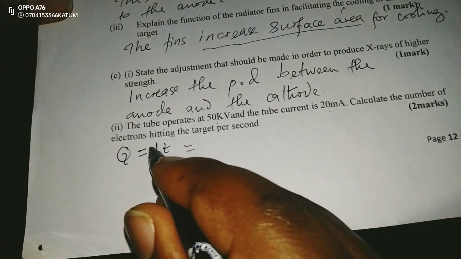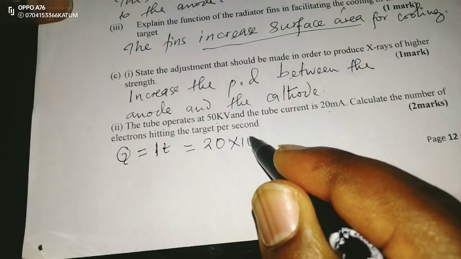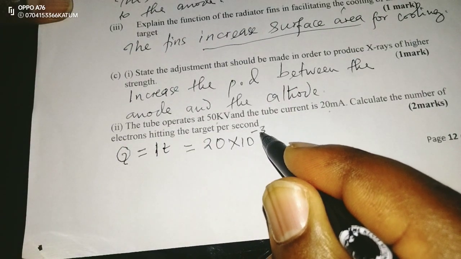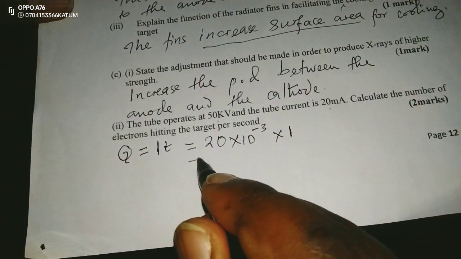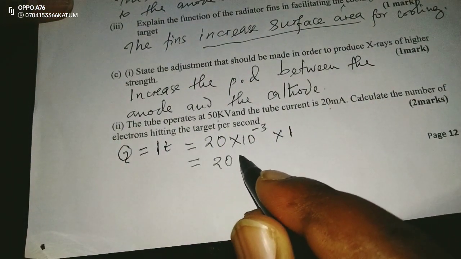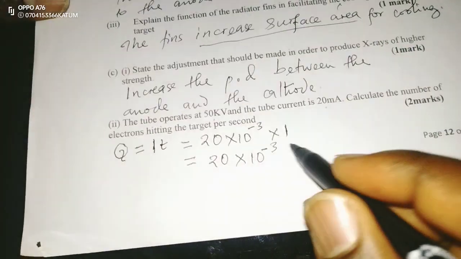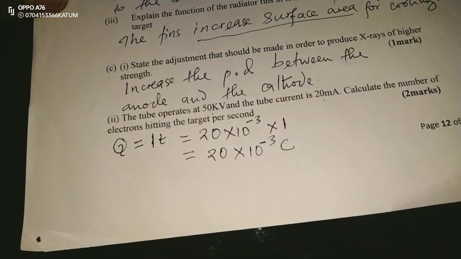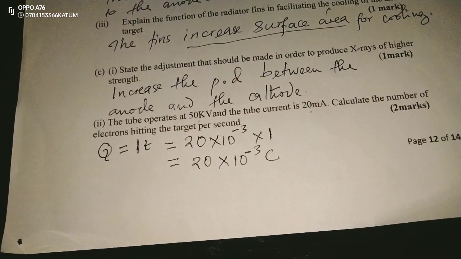This is the current, which is 20 milliamperes. So you can divide by 1,000, then multiply by 1 second. We get 20 times 10 to the power negative 3 coulombs. So this is the charge of the electrons produced in 1 second, because we have the current, and per second means in 1 second.